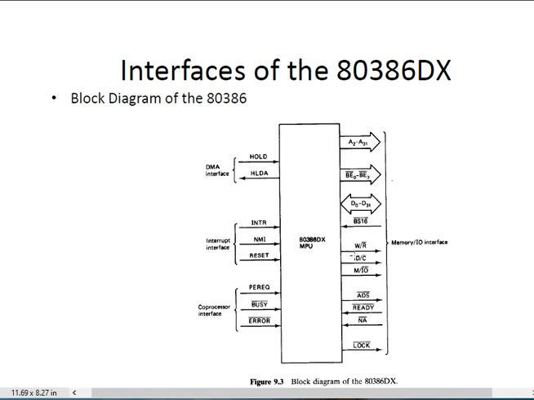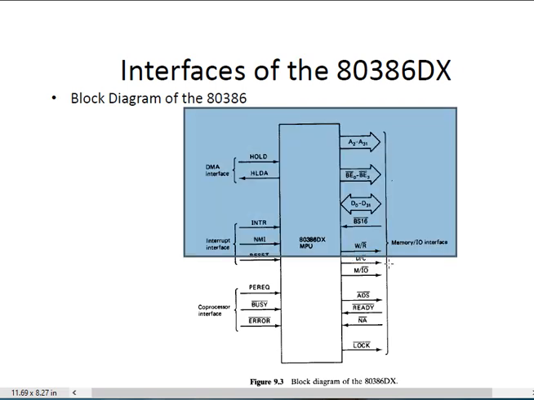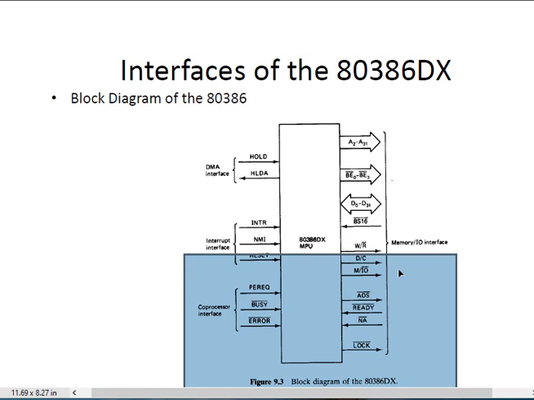Then there is D oblique C bar, meaning data or control signal. Whatever signals we are using, whether they are transferring data or used as control lines, for that purpose this signal is used. If this signal carries 0, then it is transferring control signals, otherwise data. Then M oblique IO bar: if this signal carries 0, then it is input output data transfer, otherwise it is data transfer to and from the memory.